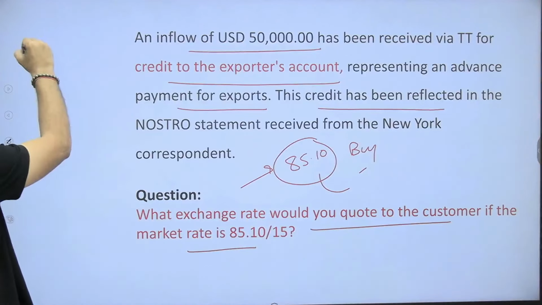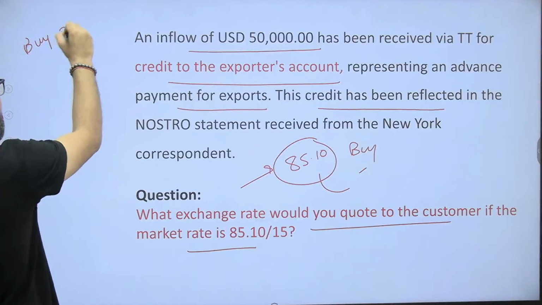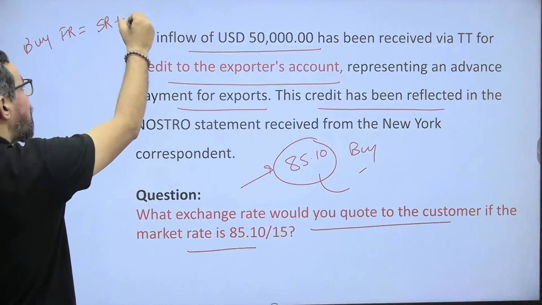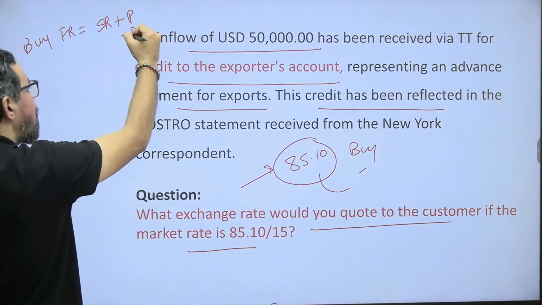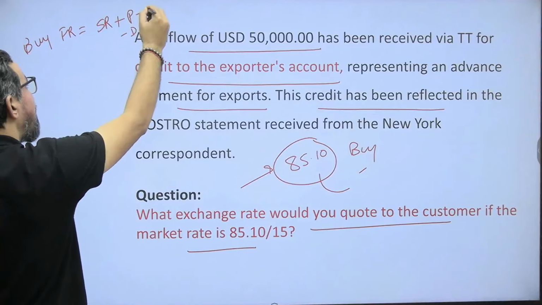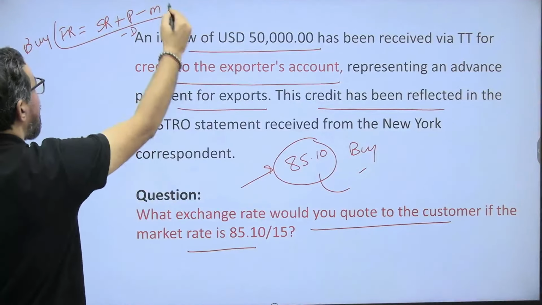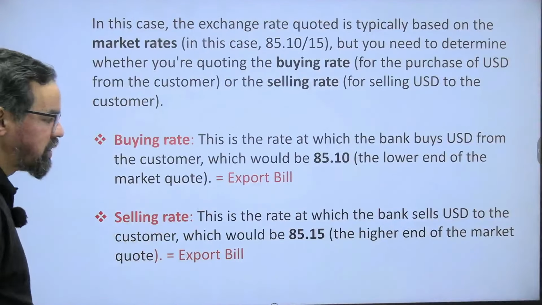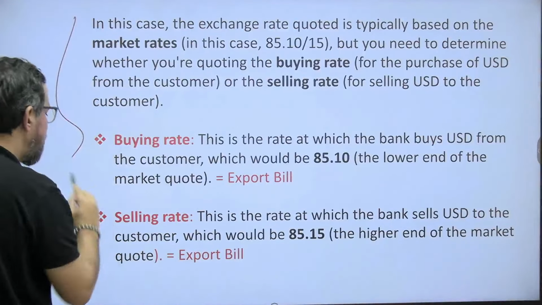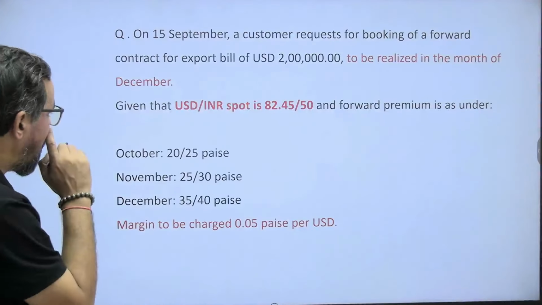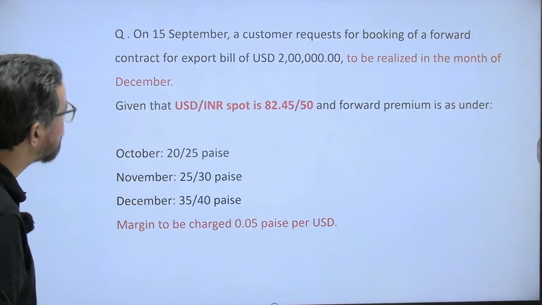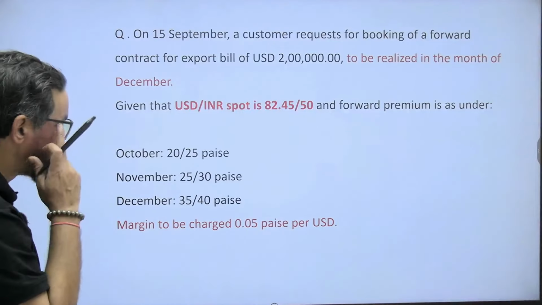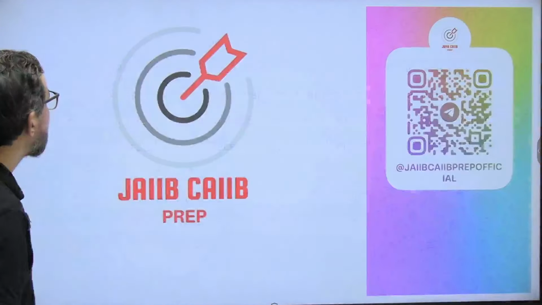So when it is buy, forward rate is equal to spot rate, plus premium or minus discount if it is taken, and minus margin. This is the formula to calculate this particular one, right? Buy rate and others, which is mentioned here. So you can go with this particular explanation also, so that will help you. This question also, I guess this is the same question. This also we have solved now, right? The same numbers are there here. So this is it.